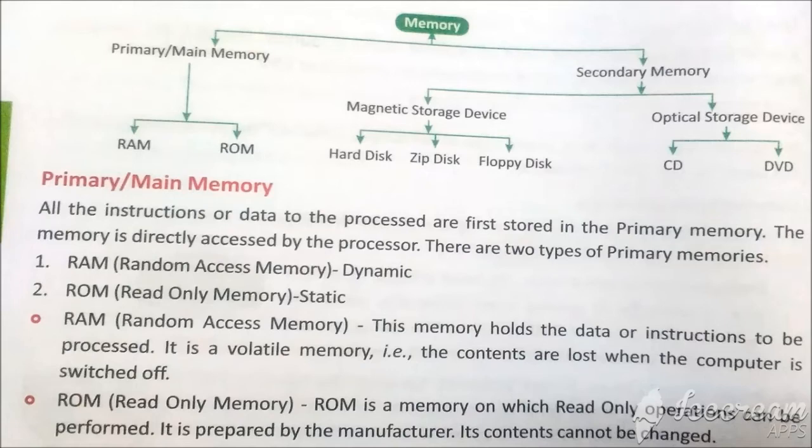Magnetic storage is divided again into three parts: hard disk, zip disk and floppy disk. Optical storage devices are CD and DVD. Zip disk means basically a pen drive.